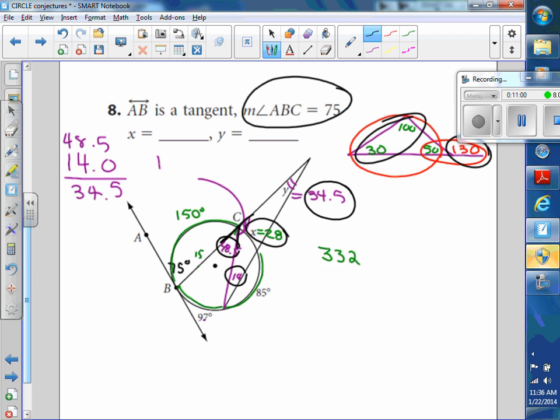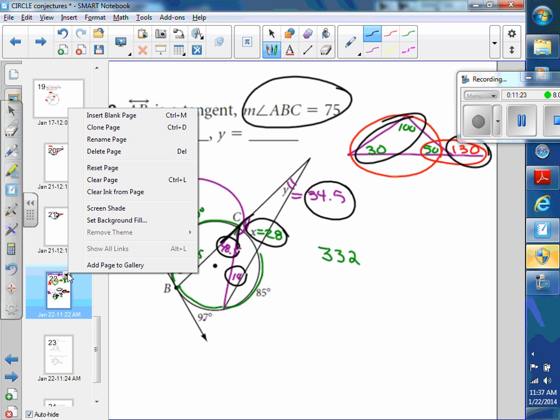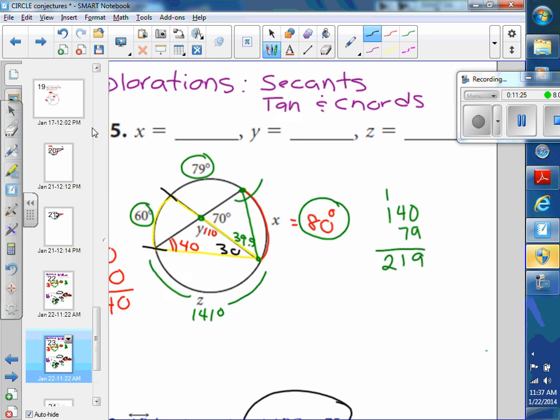What if I drew a line from B through the, and I knew that would be 90, so I subtracted 75 from 90 to get 15. Where does the 90 come from? Okay, hold on. Not yet. Let's clone this and erase it.